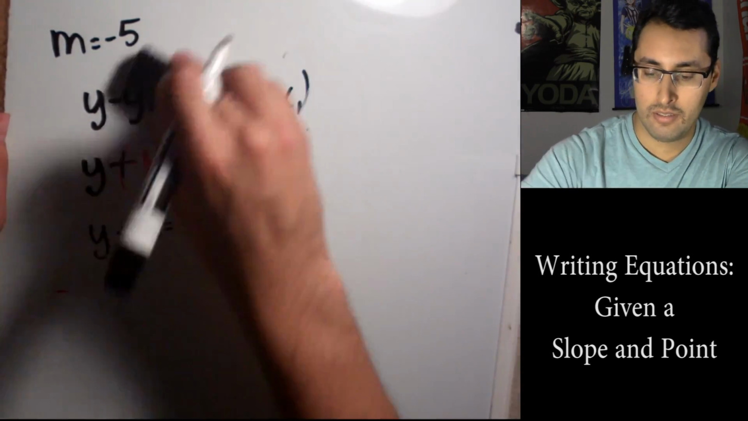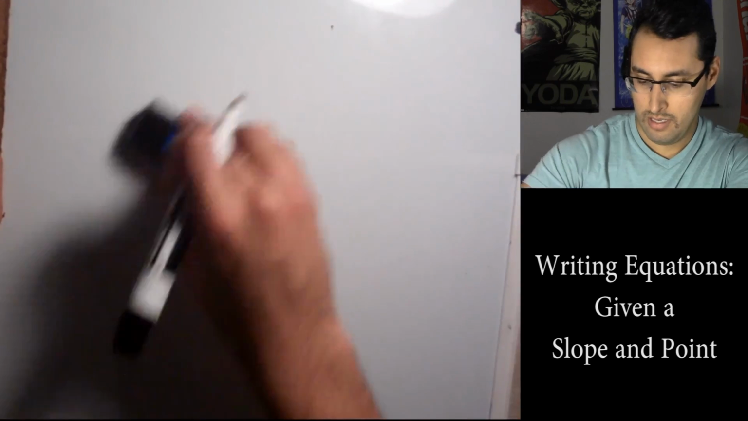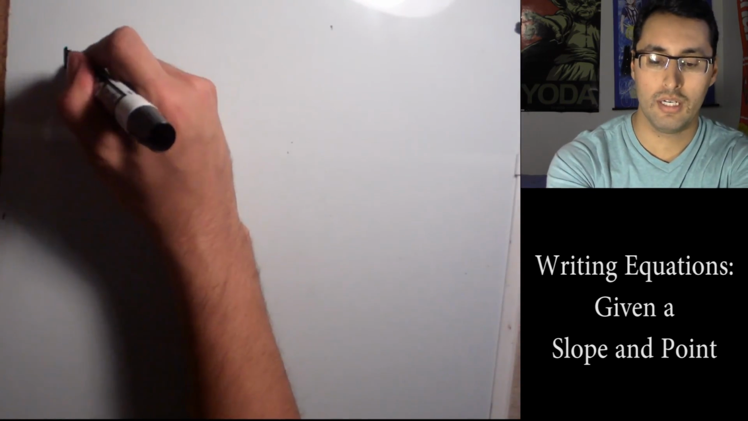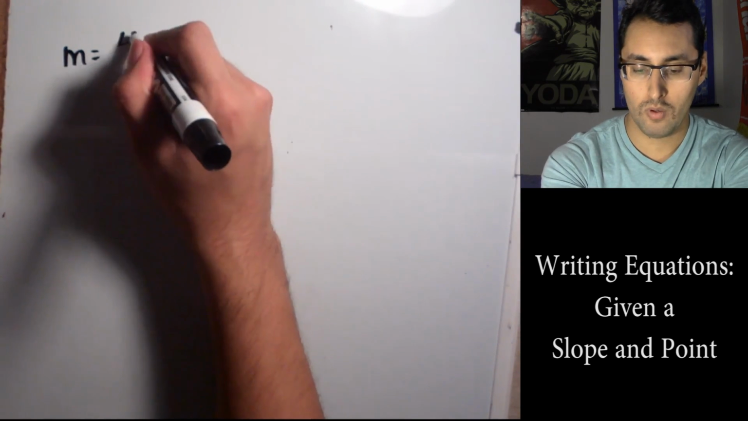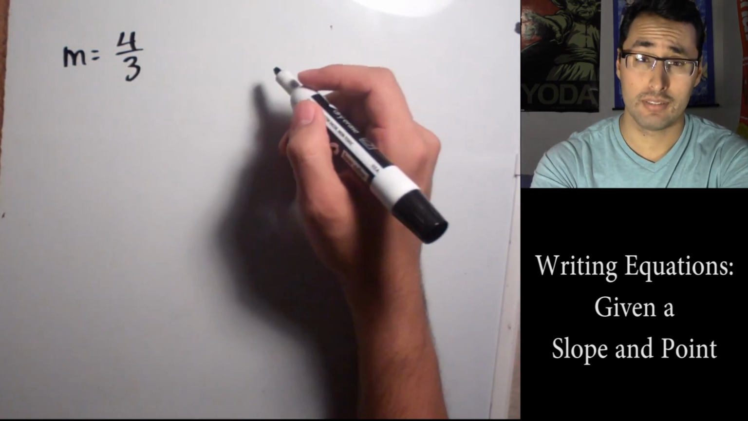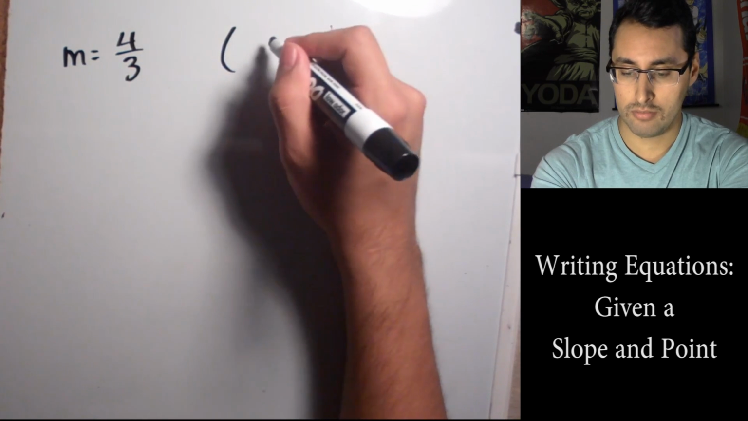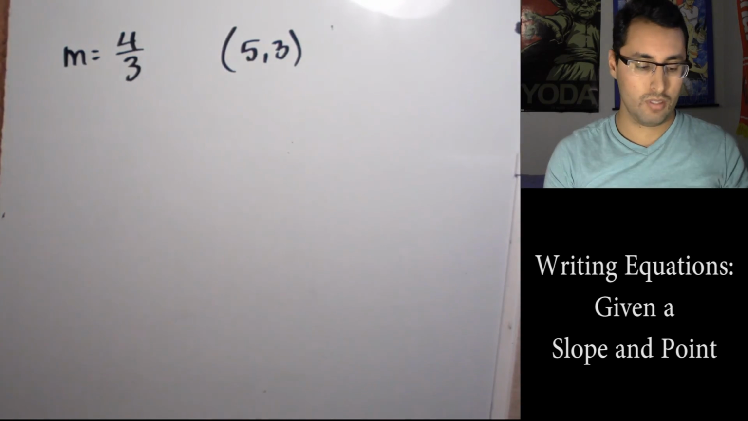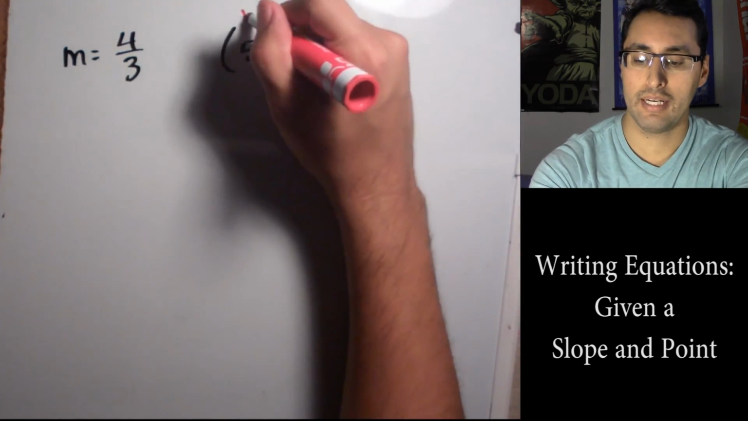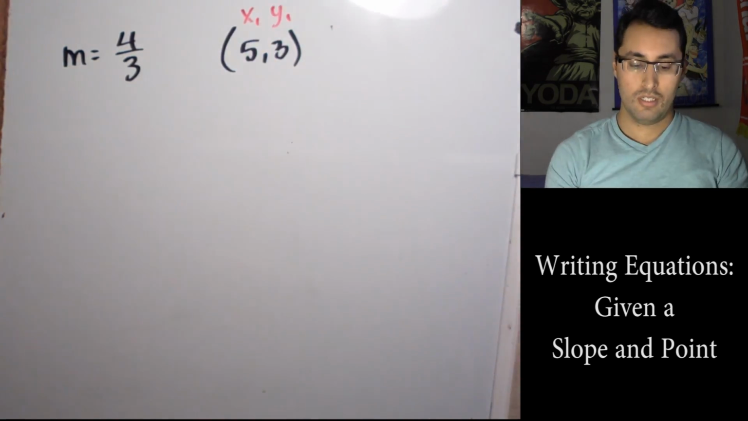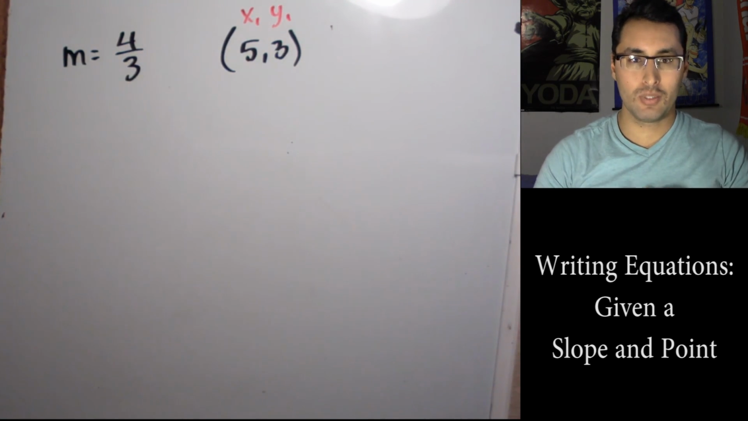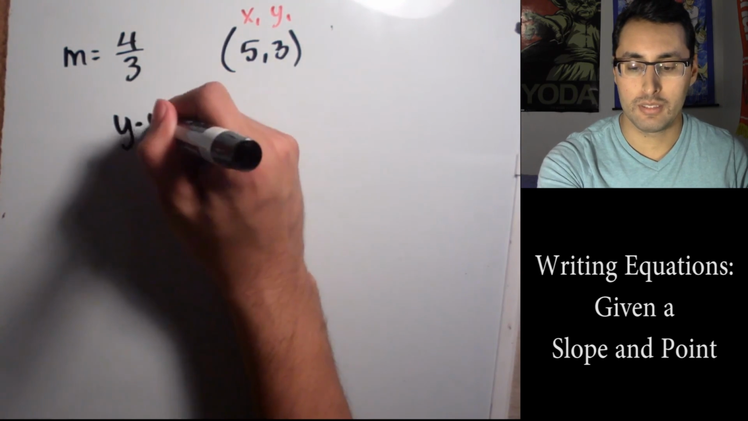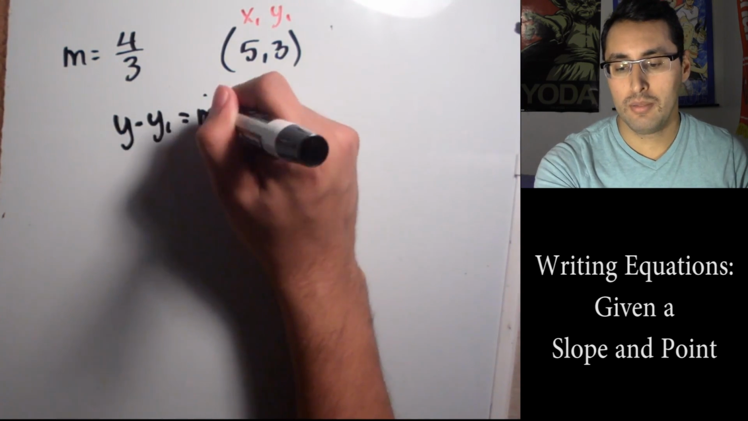So in this case, we're gonna have our slope, m, equal to 4 over 3. So now we have a fraction. All right, and our point is 5, 3. So again, I'm gonna put x1 and y1. It usually helps me when I write point slope form, so I'm gonna write it. Okay. So y minus y1 equal to m.